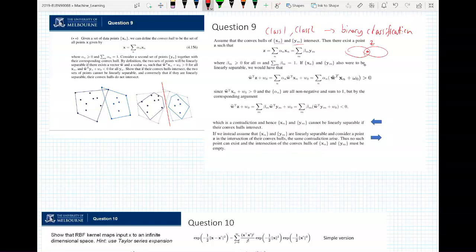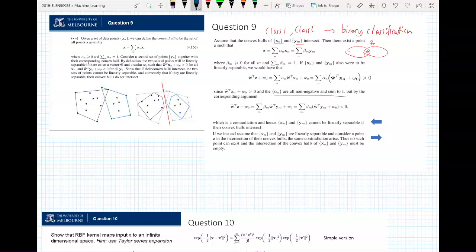So if these were linearly separable, then we can write the separating hyperplane: some w hat dot product z, plus omega 0, which gives a scalar. Then I can substitute z here with the x's, so I get this plus omega 0. And the fact that the sum of alpha n equals 1 means I also can bring omega 0 inside the parenthesis, because the alpha n's are non-negative and sum to 1. So that motivates this part.